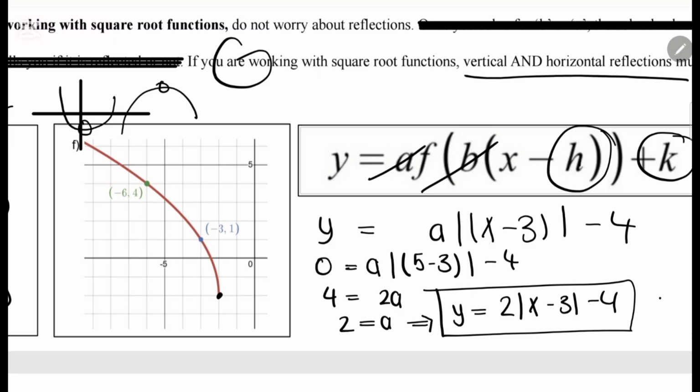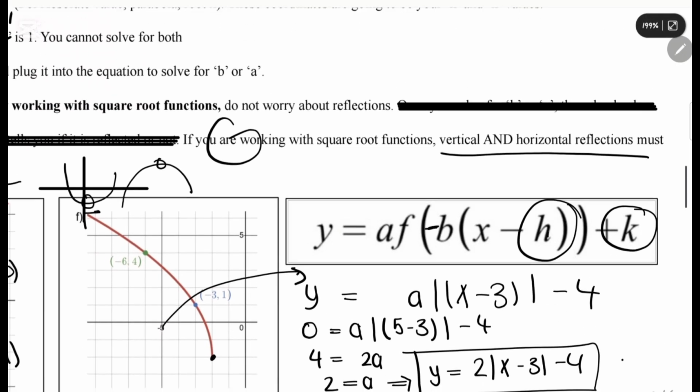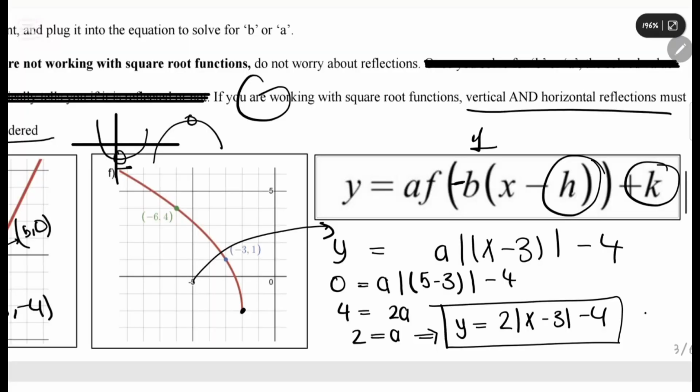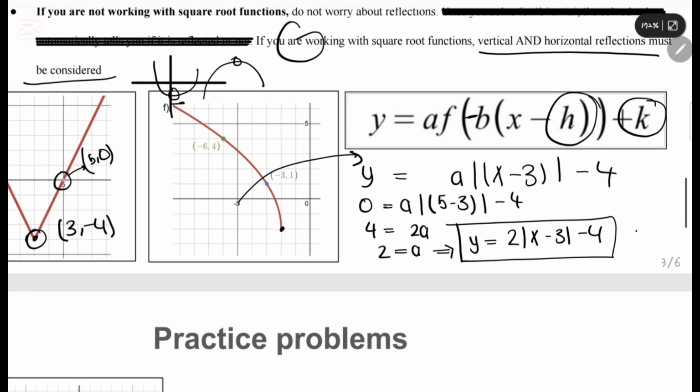But once you flip it, let's say this one flips across the y-axis, because normally it goes this way, now it's going this way. So it's a horizontal flip across the y-axis. So you're going to say that b has a negative in front of it, right? So instead of just putting b as 1, you can either say b is negative 1 and then solve for a, or you can just solve for b in general. Okay, so that's just how it works, right?